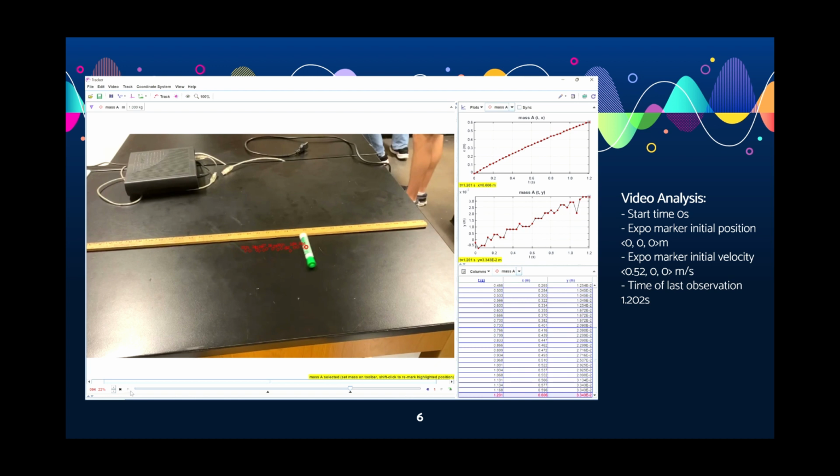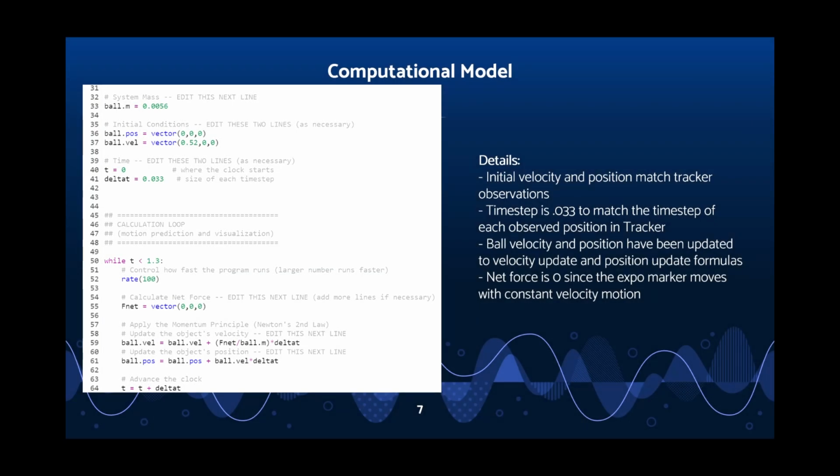After tracing each change in position, I found the marker's initial velocity using the first two positions and corresponding time steps. This is the velocity I used to create the computational model, and it is 0.5200 meters per second. Here is a screenshot of the code for the computational model I created.